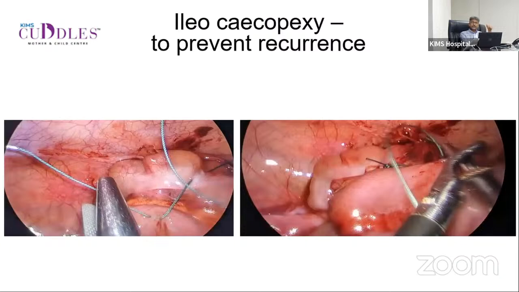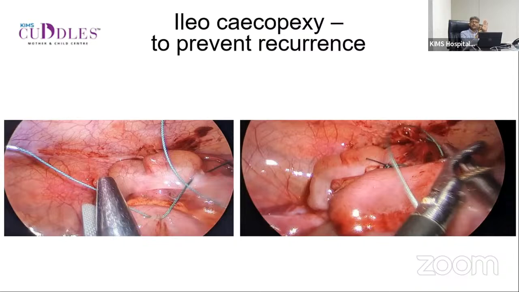So this is one of the cases that we have done laparoscopically, the same child I was talking about. For this child, what we do is ileocecopexy. If this is the cecum and this is the ileum, they're going at this angle, so it is going easily into this one.